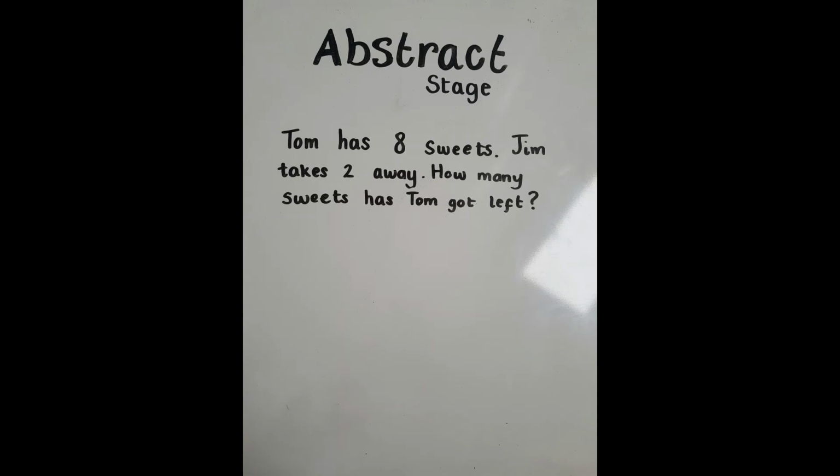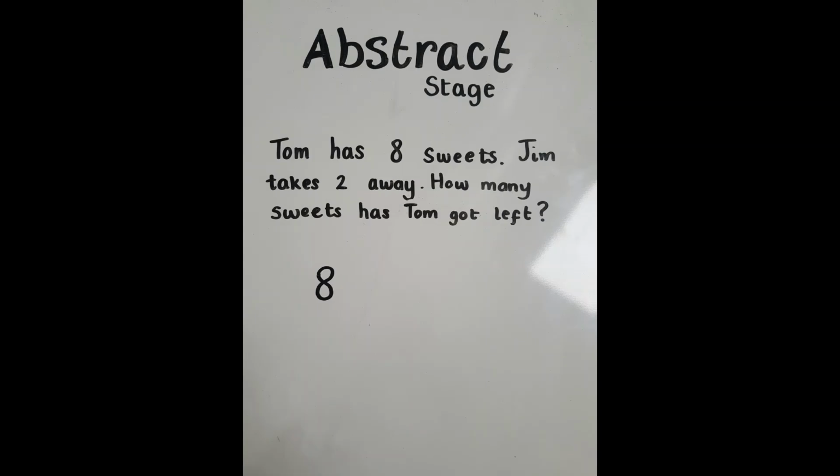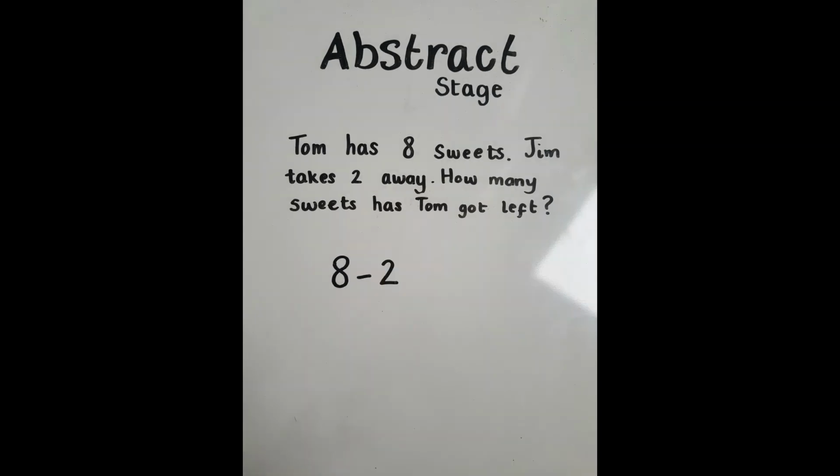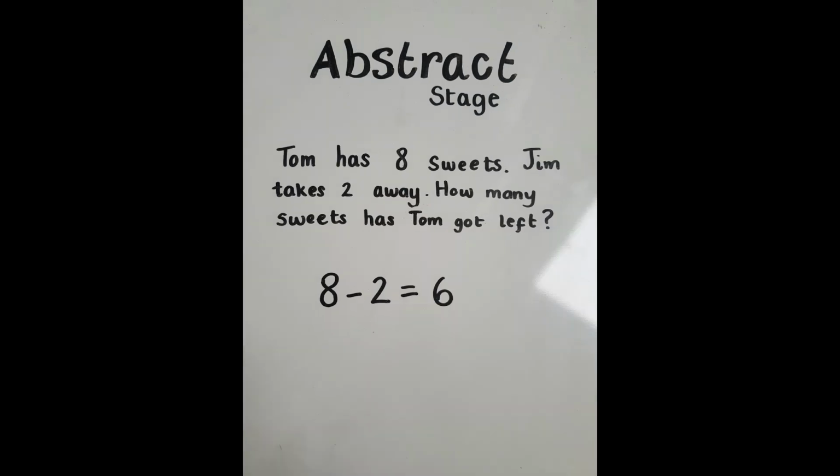Well, we need to start with 8 because that's how many sweets Tom starts with. And then we need to take away 2, just like Jim did, and we work out how many sweets Tom has left. I might use the concrete and the pictorial method to help me here. So I know that 8 take away 2 equals 6.